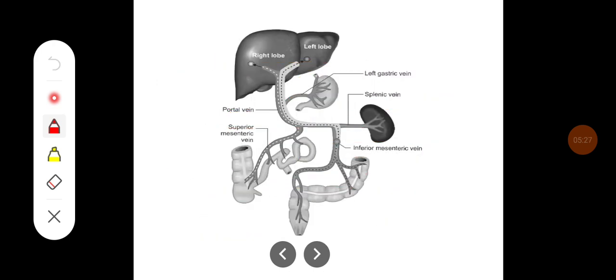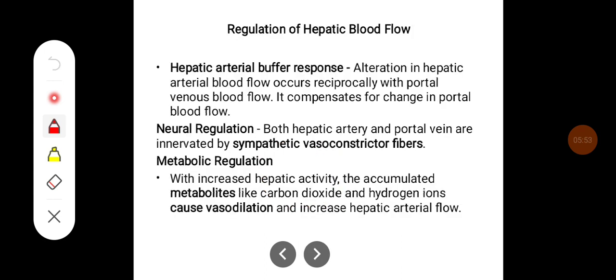So this diagram shows the hepatic circulation where it gets blood from the portal vein. The portal vein is formed by the venules of the intestine, and the splenic circulation and the gastric circulation. Whereas through the hepatic artery, it is going to receive oxygenated blood.